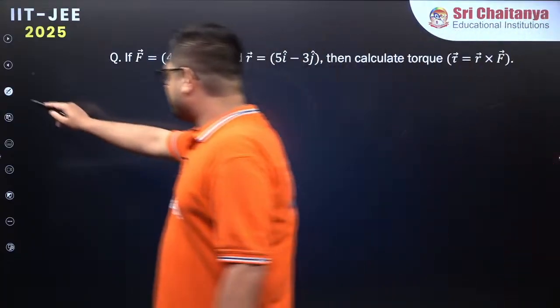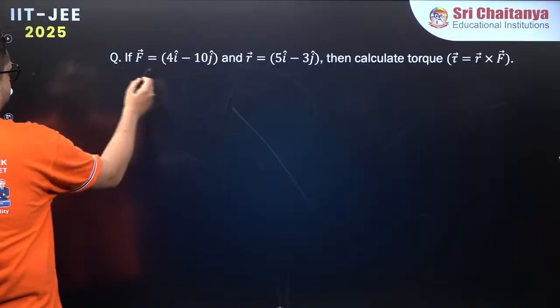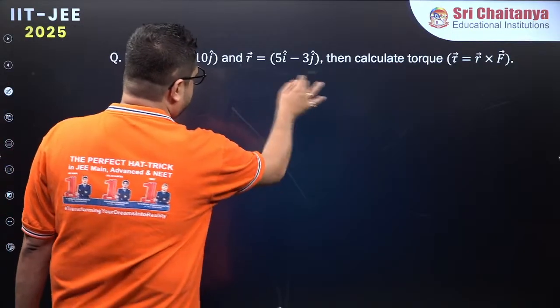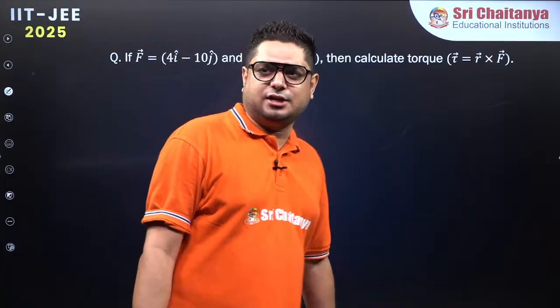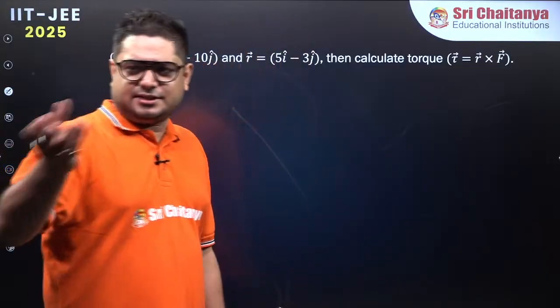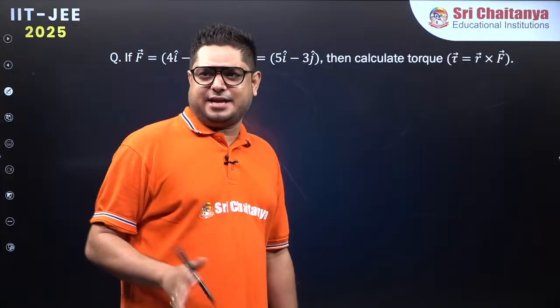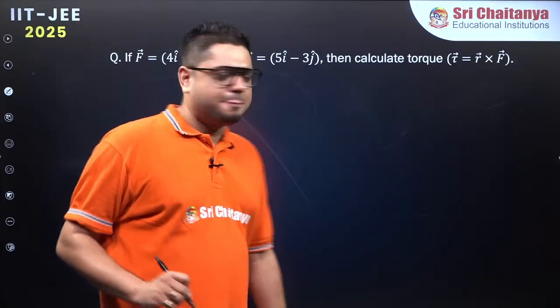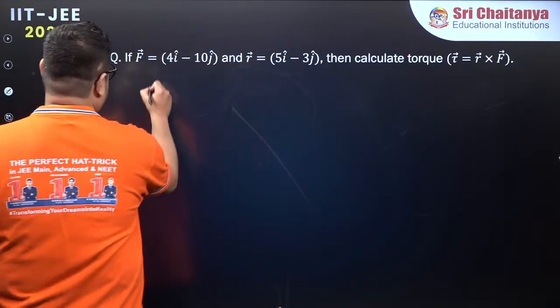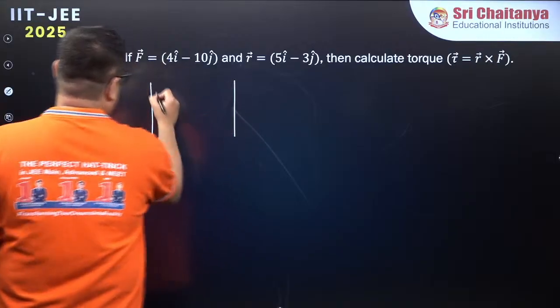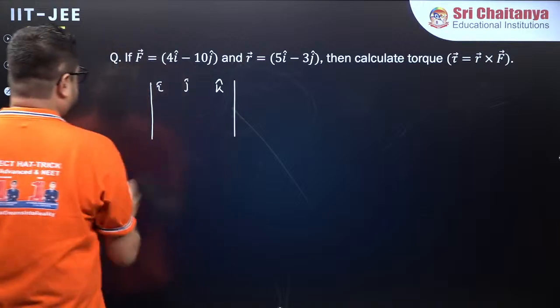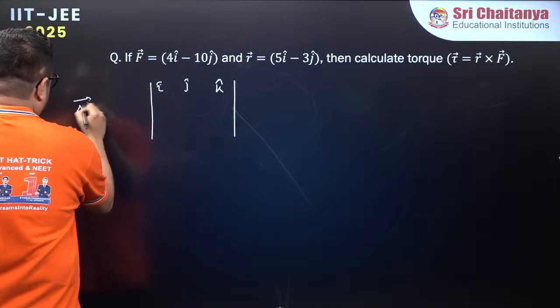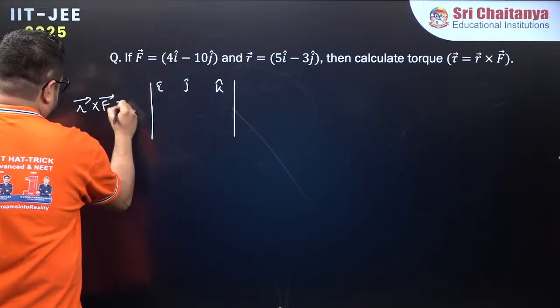Okay, this is a question everyone. It's a very simple question. F is equal to 4I cap minus 10J cap, R is equal to 5I cap minus 3J cap. Calculate the torque. Tau is equal to R cross F. So now this is the real life application over here, what we are trying to do. So we can write it down over here as I cap, J cap, K cap. This is torque we are trying to find out, isn't it?